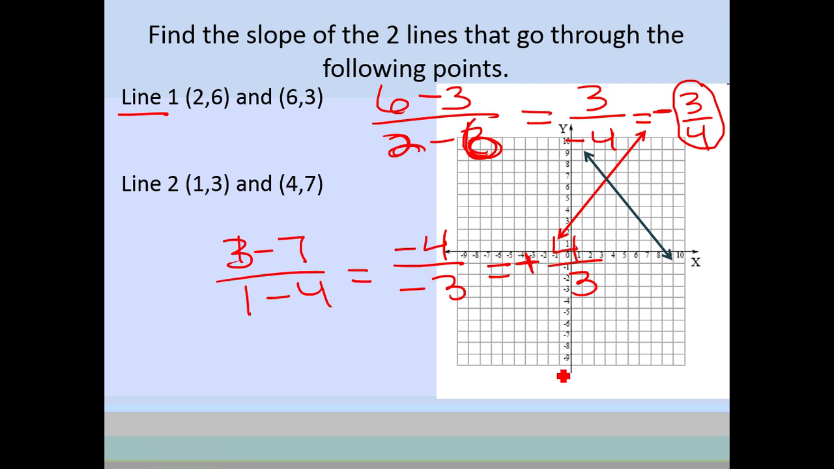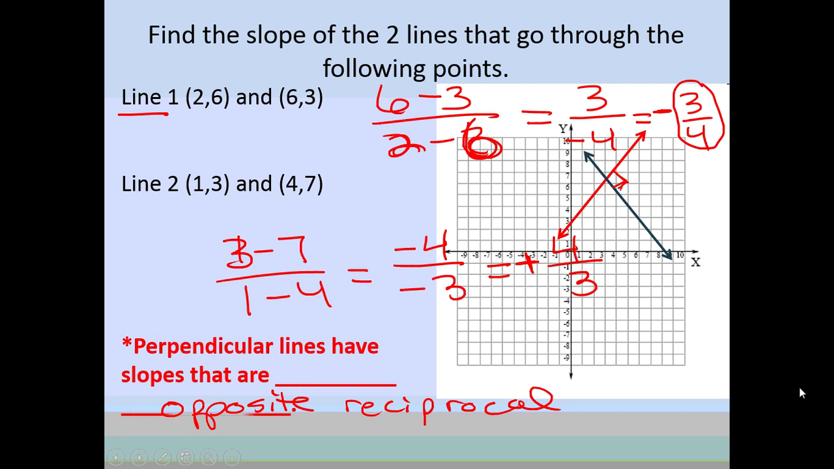So these two lines have opposite reciprocal steepness. And what that means is your two lines are going to end up being perpendicular to each other. Whenever you have slopes that are opposite reciprocals, it means that the two lines are perpendicular. So perpendicular lines have slopes that are opposite reciprocals.